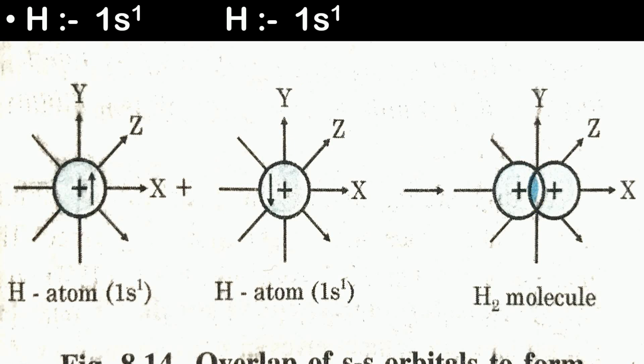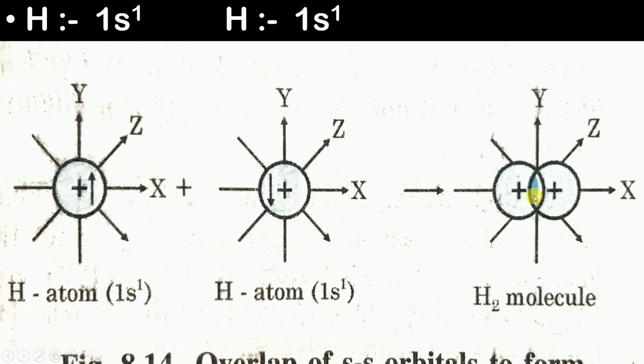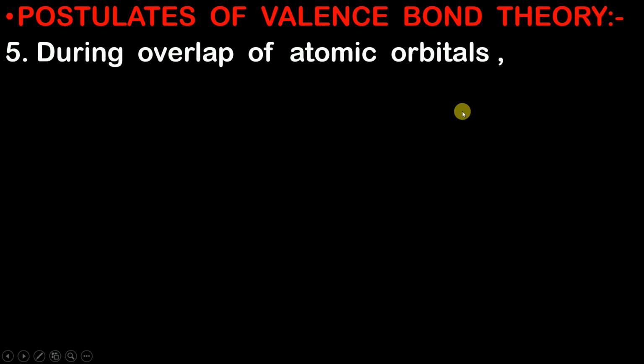How it leads to the formation of a covalent bond, that we will see ahead. Now basically, what was our point over here? See, the electron spins are neutralized. Why are they neutralized? Because one is moving in an anti-clockwise direction and the other is moving in a clockwise direction. So obviously the spins are going to get neutralized, and the electrons get paired up. As you can see over here, they are getting paired up. How are they getting paired up? By overlapping of orbitals, which is taking place over here. Clear with this?